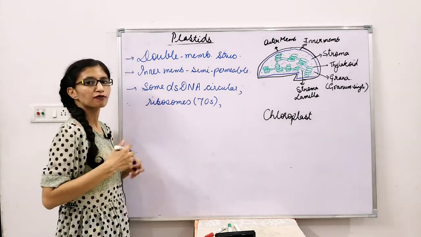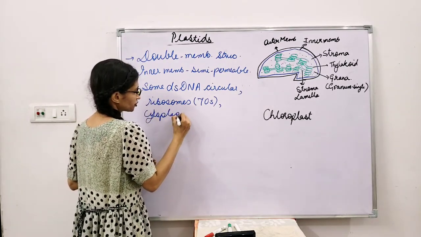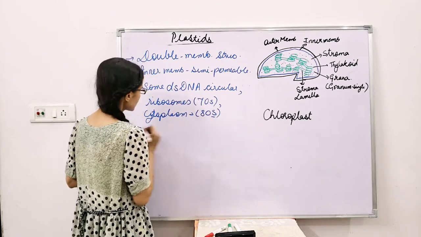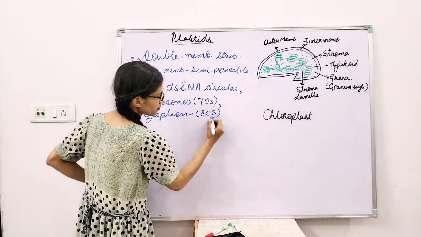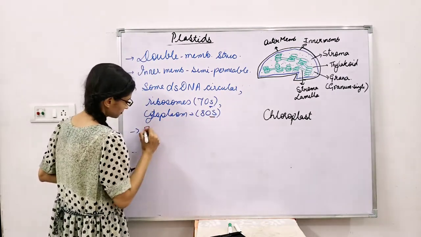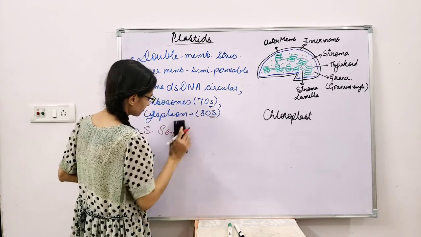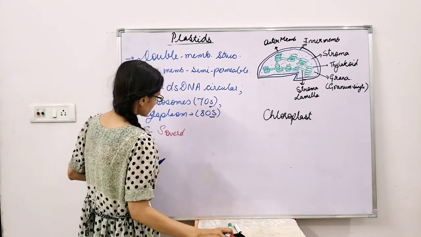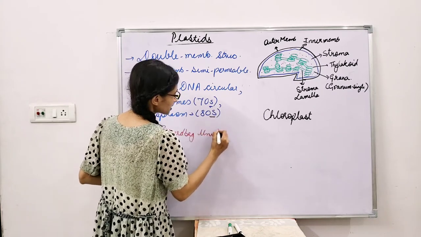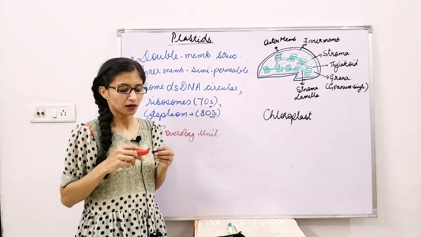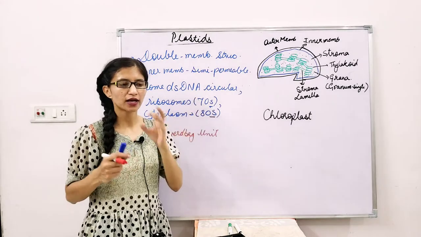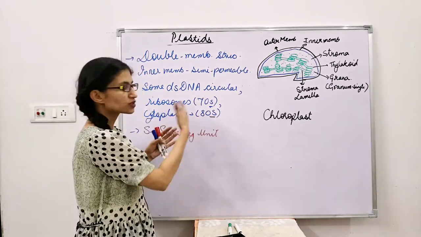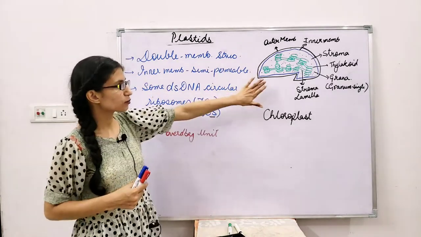Whereas if you look at the ribosome of the cytoplasm, it is 80S. What is S? S is the Svedberg unit, which is the measure of how fast, or at what speed, the ribosome settles down during the centrifugation process.